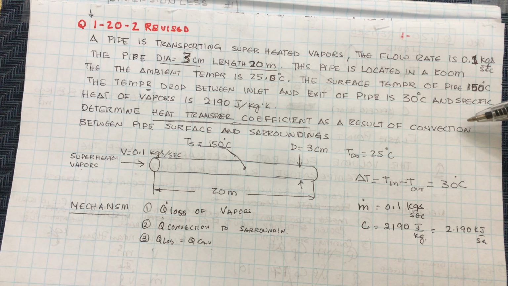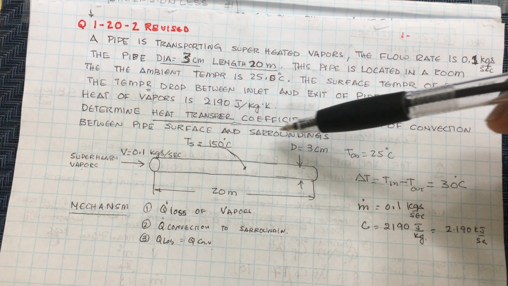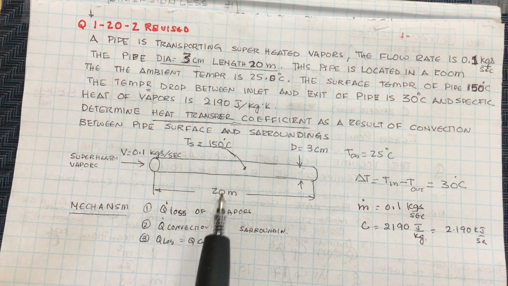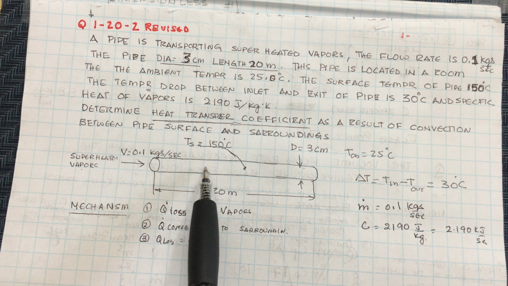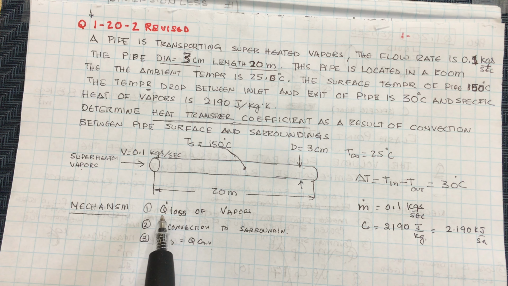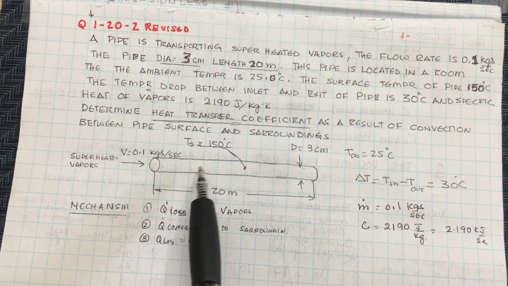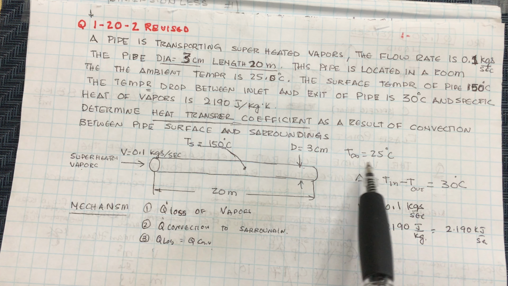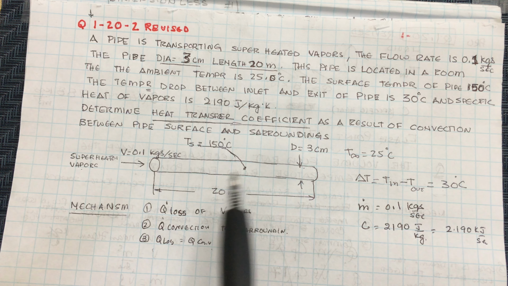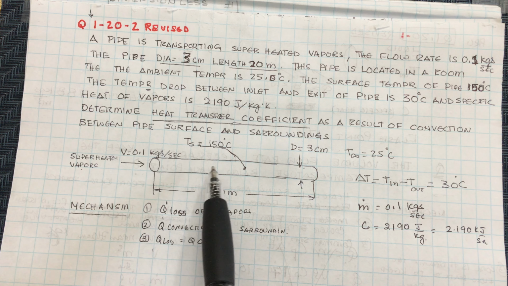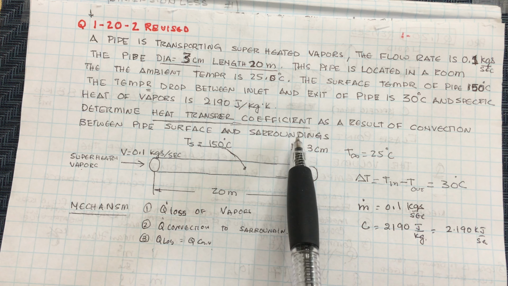Then as a result of the convection, determine the heat transfer coefficient between pipe surface and surroundings. So the way I look at it is the superheated vapor flowing through, the heat from the superheated vapor is transmitted to the pipe. That is, I call it Q loss of vapors. And so the pipe is getting heated to 150 degrees, and the surroundings are at 25 degrees. That means convection heat transfer is taking place also. And so the two types of heat transfer: one from superheated vapor to the pipe, and the second one from pipe to the surroundings.